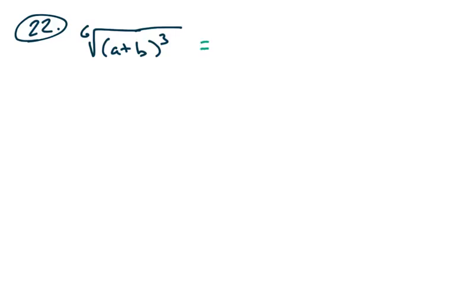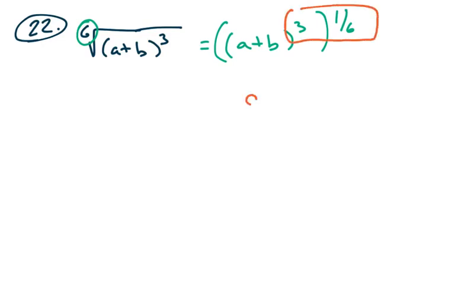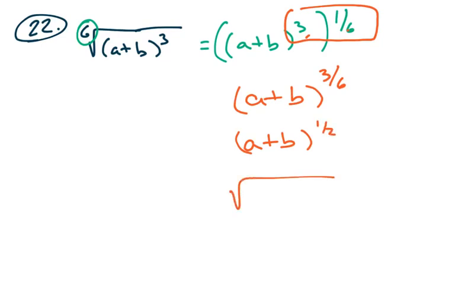So here's a perfect example of why we want to know that we can write the 6th root as raised to the 1/6, because now we can take these and multiply them together. We get a plus b to the 3/6. 3 times 1/6 is 3/6, which is a plus b to the 1/2, which is the square root of a plus b. All of these are equivalent. Usually the last one is the way that you're going to see it written on an exam.